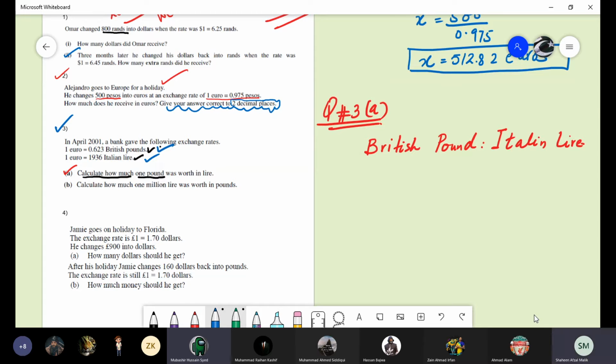So 0.623 British pounds is equal to 1936 Italian lira. Then calculate how much 1 pound is. So we will write 1 pound and then the Italian lira will be X. Do the cross multiplication and find out.